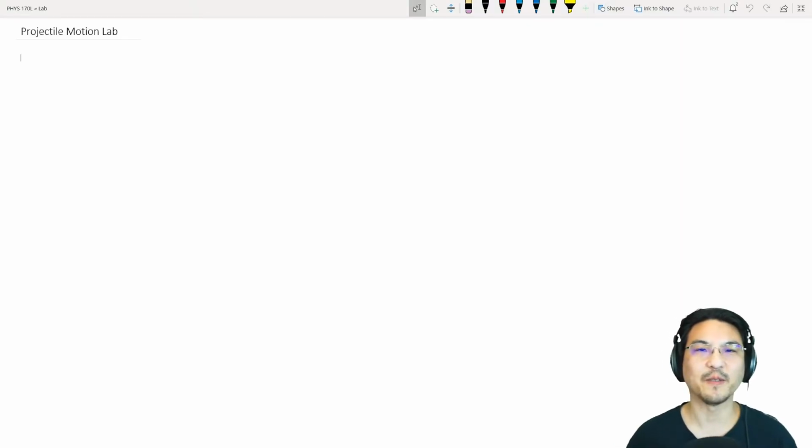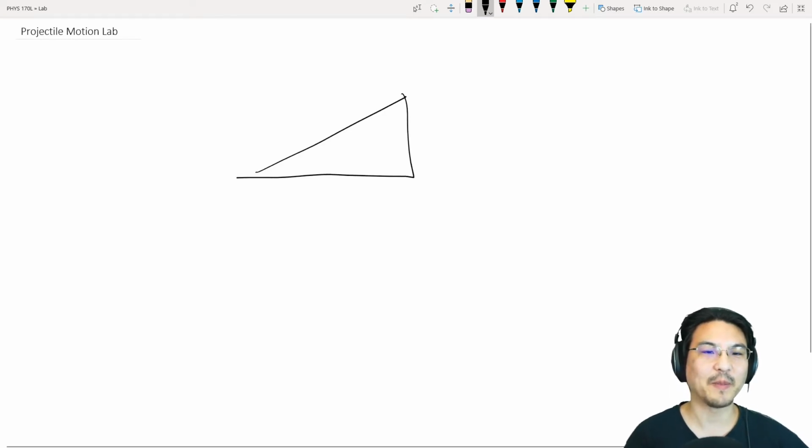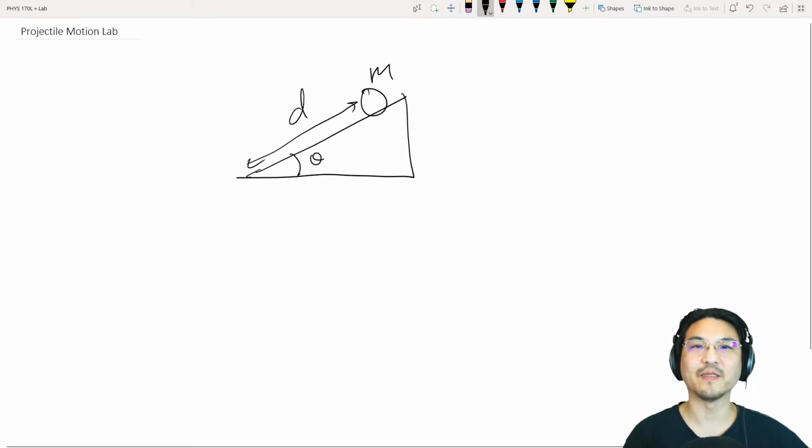Hey everybody, so for projectile motion, you all collected data for your object rolling down the ramp. So let's say this is your ramp and you have some object rolling some distance d. Okay, first thing, how fast is it going here at the bottom of the ramp?